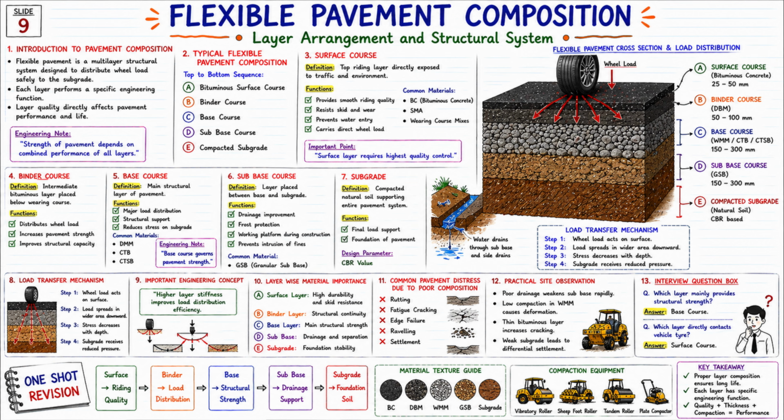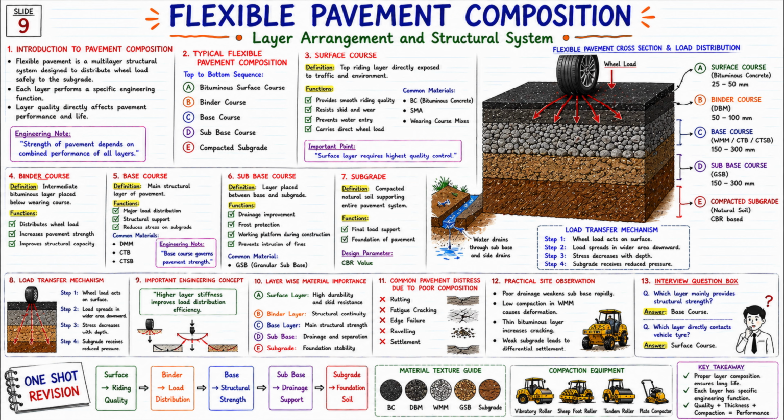1-3 interview question box. Q. Which layer mainly provides structural strength? Answer. Base course. Q. Which layer directly contacts vehicle tire? Answer. Surface course. The material texture guide is also given below. BC. DBM. WMM, GSB and subgrade material. And compaction equipment is also shown. Vibratory roller, sheep foot roller, tandem roller, plate compactor.